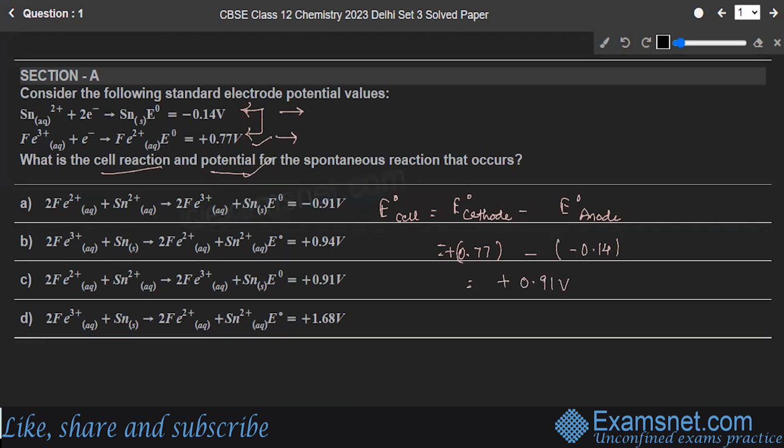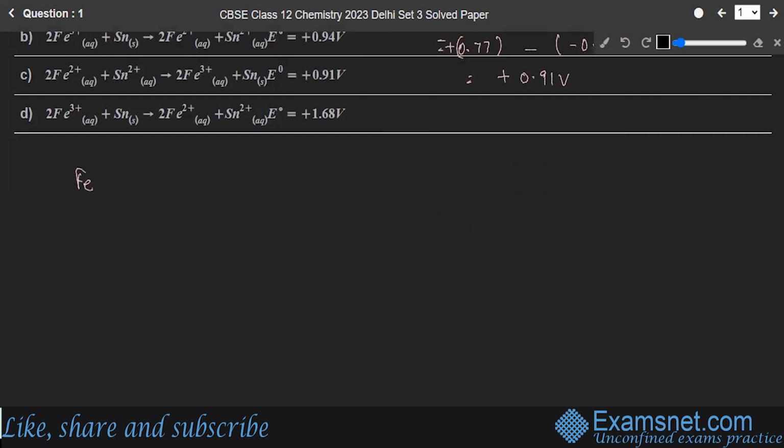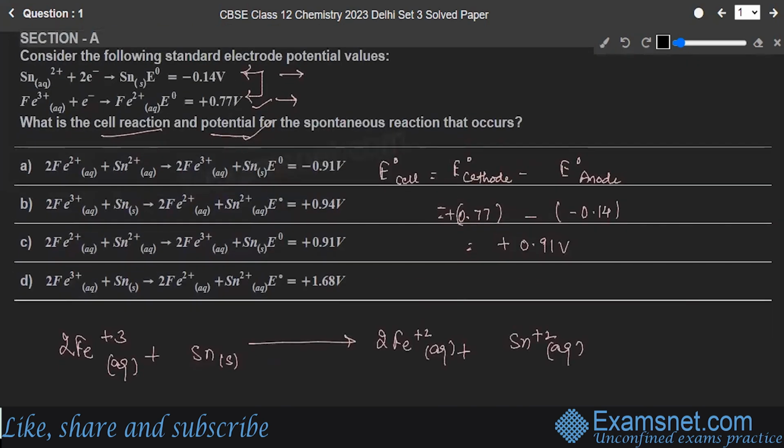This is your potential. And the cell reaction is given by the ferric ion reacting with tin in the solid form, which is aqueous, giving you 2 ferrous plus tin, where 2 electrons are removed as well. Both are aqueous. Let's check with the options now. Option B stands to be the right answer to the question.